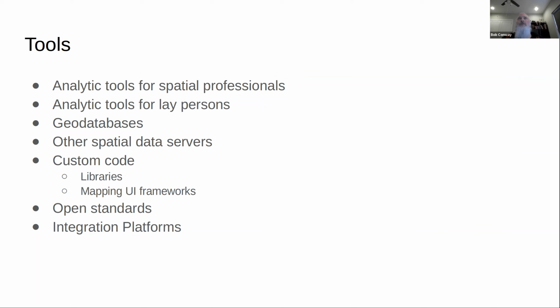There are many kinds of tools spatial data integrators can use to accomplish their goals. These include tools for spatial professionals, as well as some emerging tools for non-spatial users that need to work with spatial data. And there are other classes of tools, including geodatabases, other kinds of spatial data servers, custom code libraries and application frameworks, open standards that make it easier to share spatial data, and integration platforms that make it possible to share even more types of spatial data.